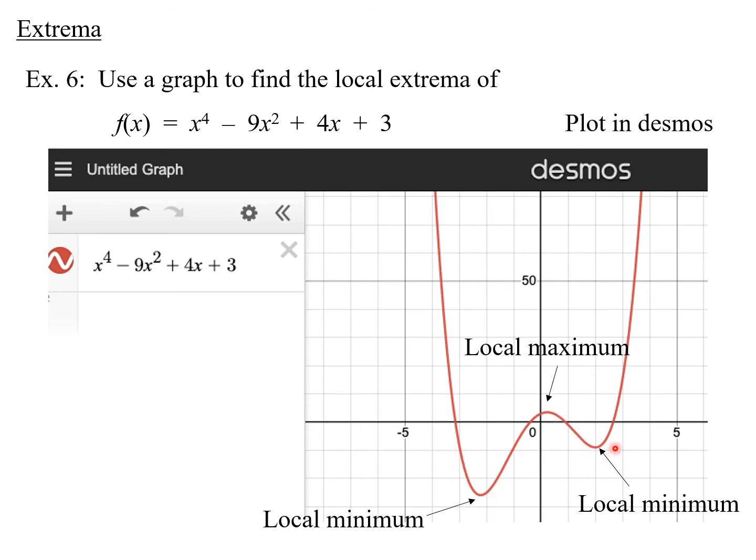All right? There's also something called absolute maximum, which actually would be infinity here, and absolute minimum. But we don't have to worry about that right now. Just local maximum, local minimum. And you can get that by inspection.